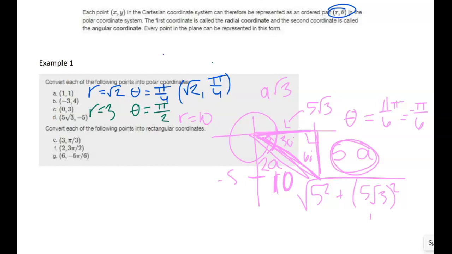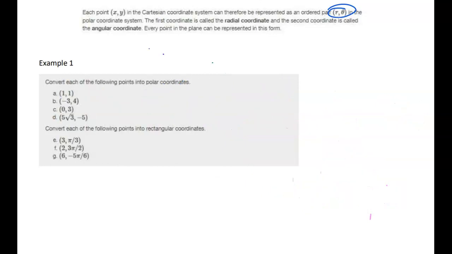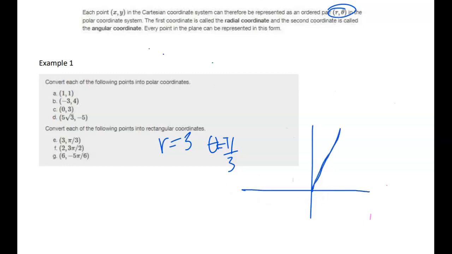All right, let's look at going the other way. So if I know that r equals 3 and theta is equal to pi over 3, so this is 3 and my angle is pi over 3.